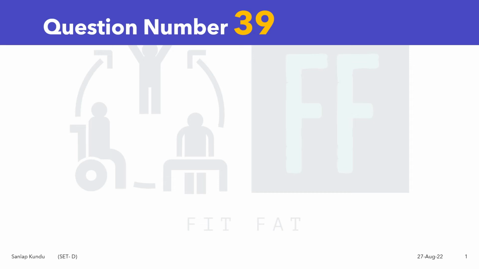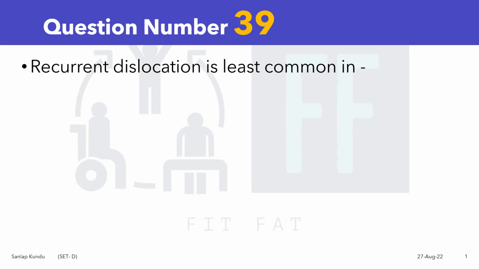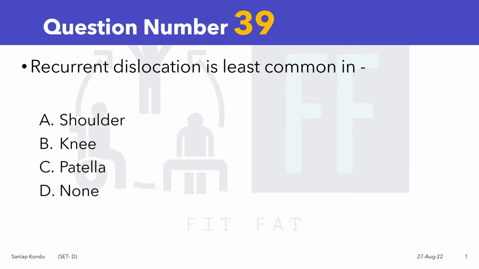Question number 39. Recurrent dislocation is least common in option A shoulder, option B knee, option C patella, and option D none of the above. Now before getting into the answer, we will talk about every dislocation mentioned in these points and then try to figure out where recurrent dislocation is least common.